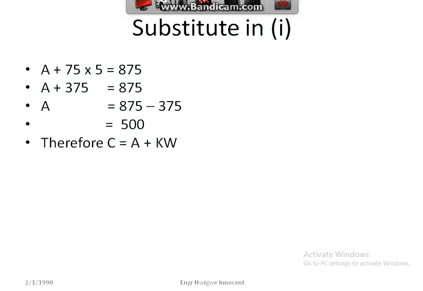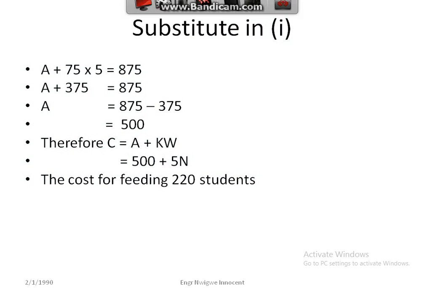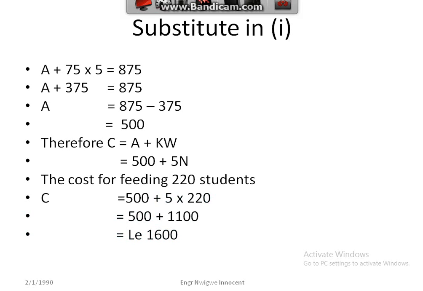Therefore, C is equals to A plus kN, which is equals to, substituting the values we have for A, 500 plus 5N. The cost for feeding 220 students will now be equal to C is equals to 500 plus 5 times 220, which is equals to 500 plus 1,100, which is 1,600.